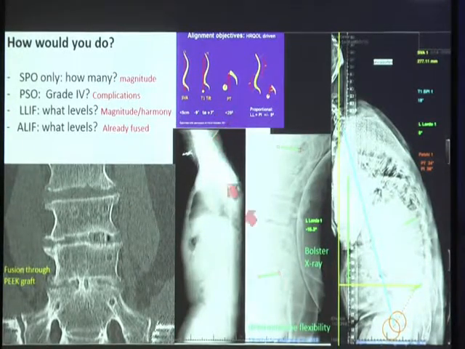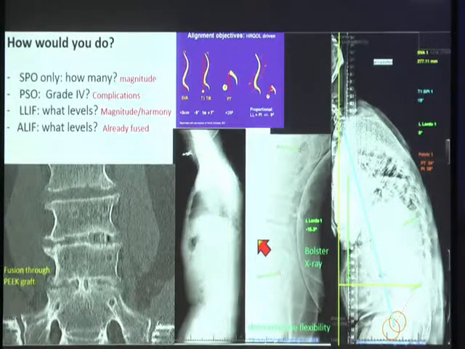So how would we approach this patient? Very importantly, we have to determine the flexibility. We can see that just by lying the patient supine and using a bolster, we get about 15 degrees, probably not enough to get him to where he needs to be. So if you choose to do only posterior Smith-Petersen type osteotomies, the magnitude of correction might not be enough. A PSO would be a good option. It has high complications, and in my opinion sometimes puts the apex of the lordosis a little high.